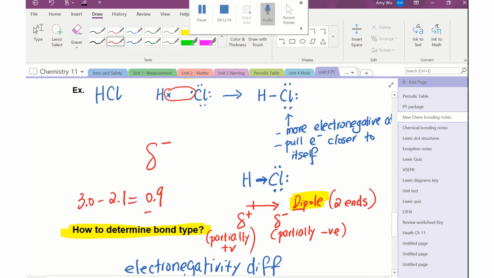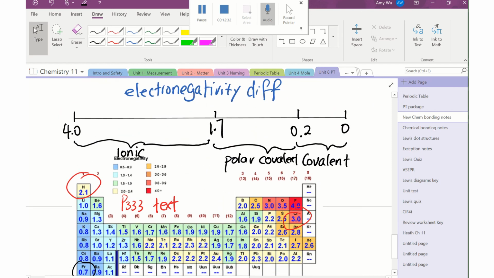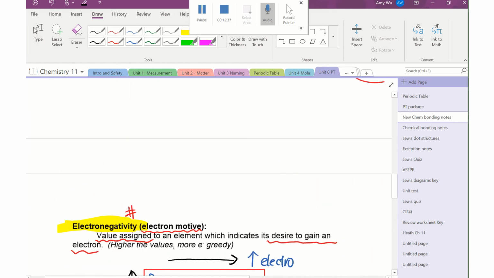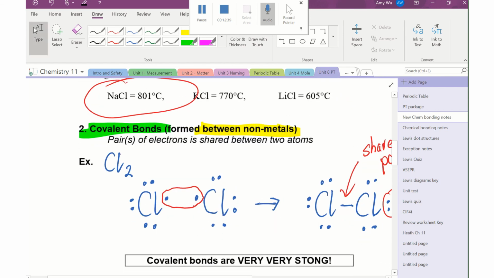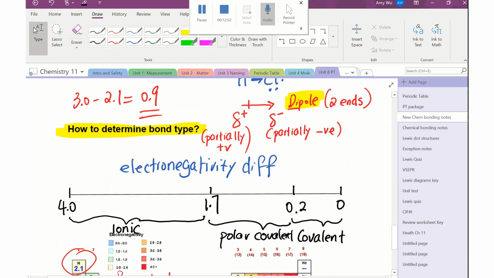So 0.9, if you look at the scale, falls between 0.2 and 1.7, so therefore it must be a polar covalent bond. It's not sharing equally, so there's an unfair share of electrons. And for covalent compounds, like the one we did, Cl2, it's basically Cl minus Cl. You should know that this must be 0, because they are the same, so there's no difference. They are sharing equally, so it's a covalent bond.